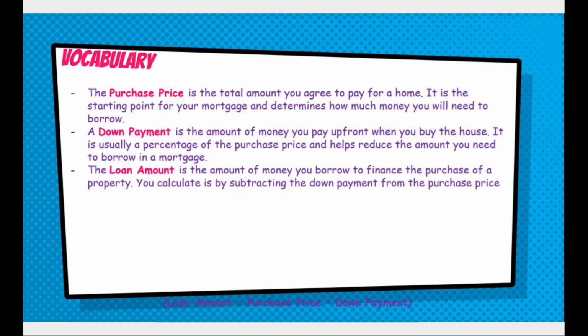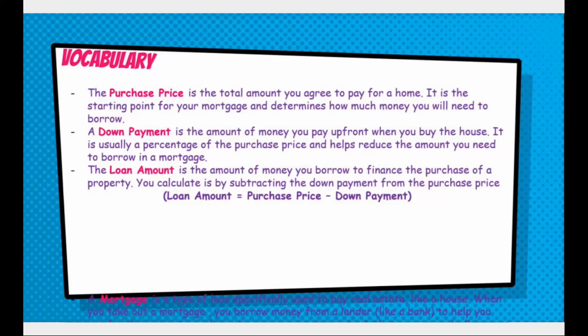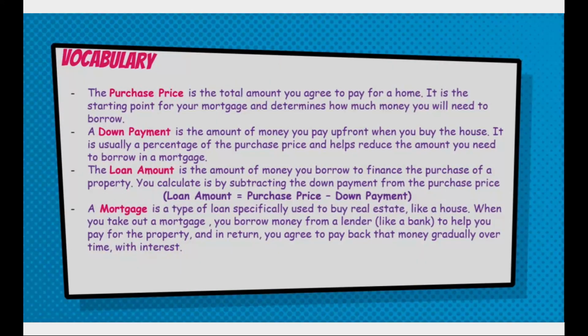The loan amount is the amount of money you borrow to finance the purchase of a property. You calculate it by subtracting the down payment from the purchase price, just like we did with the car loan. So we take our purchase price minus our down payment. We're going to deal with taxes later. We had sales tax with the car. We are going to have taxes with this, but we're going to deal with that a little bit later on.